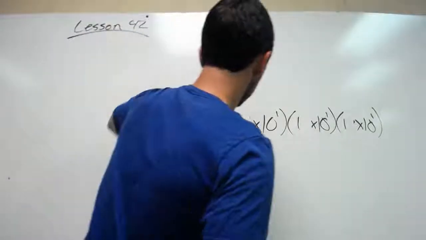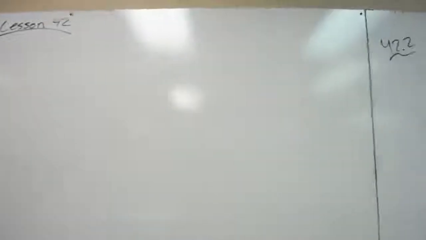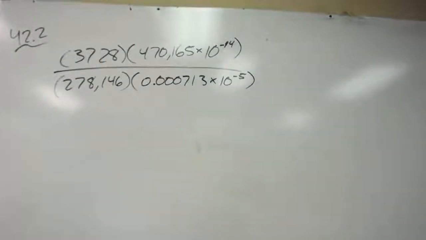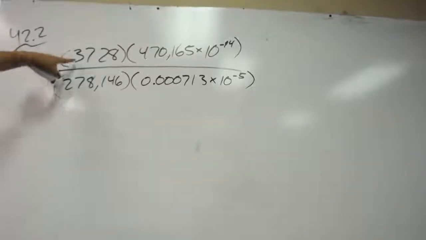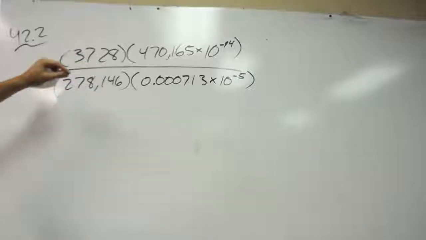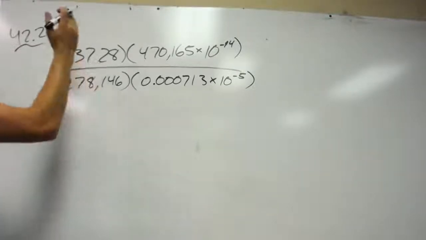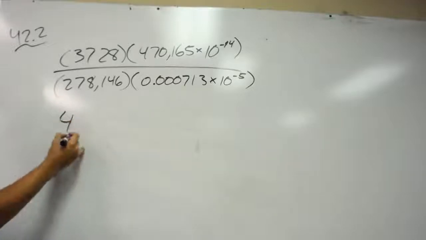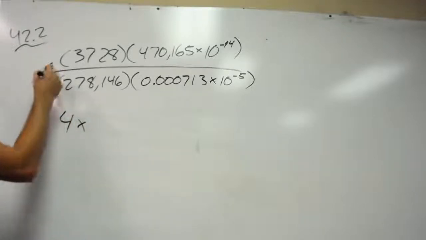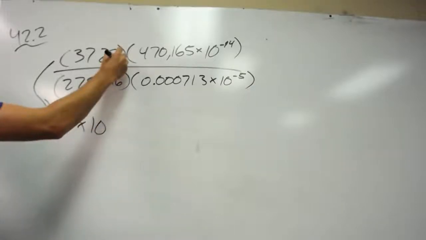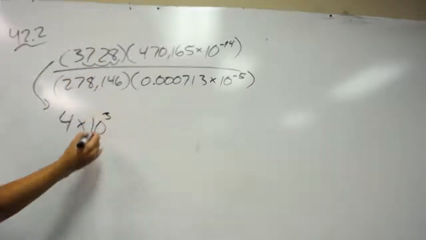Let's look at another example. Example 2. Okay, now we have a numerator and denominator. Isolate each one. Does 3,728 round up or down? Well, 3,700 would round up, so that'd be 4 times 10 to the, we move the decimal 1, 2, 3 spots, so 10 to the third.